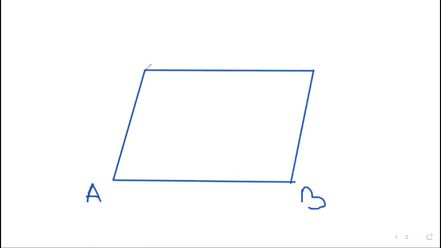Then by compass, take this measurement AB. At this point, draw an arc, and take this 60 millimeter by point B. You get another arc. Okay, and we complete it. Clear? So this is the parallelogram, and here also.